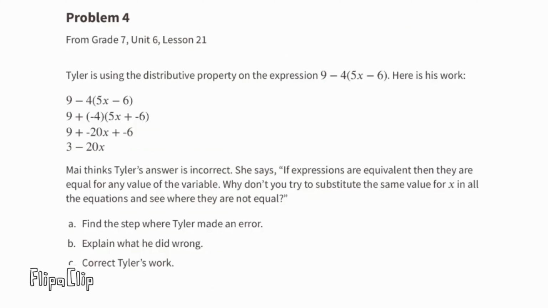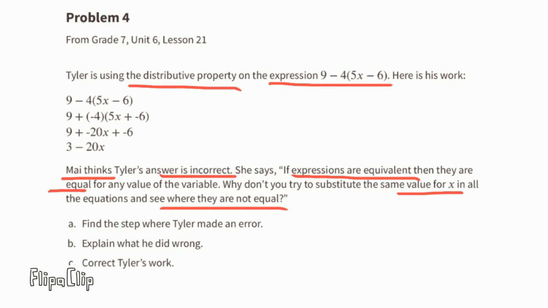Problem number 4. From 7th grade, Unit 6, Lesson 21. Tyler is using the distributive property on the expression 9 minus 4 times 5x minus 6. Here is his work. Mai thinks Tyler's answer is incorrect. She says, if expressions are equivalent, then they are equal for any value of the variable. Why don't you try to substitute the same value for x in all the equations and see where they are not equal? A. Find the step where Tyler made an error. B. Explain what he did wrong. And C. Correct Tyler's work.